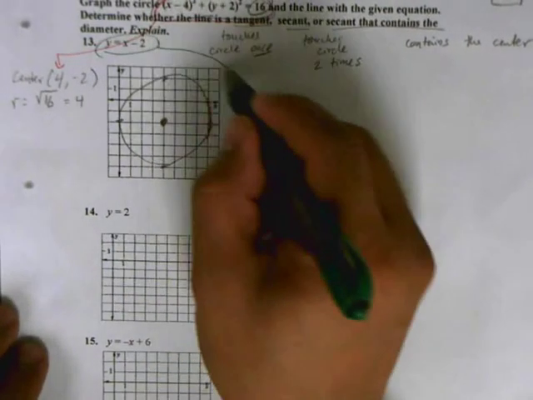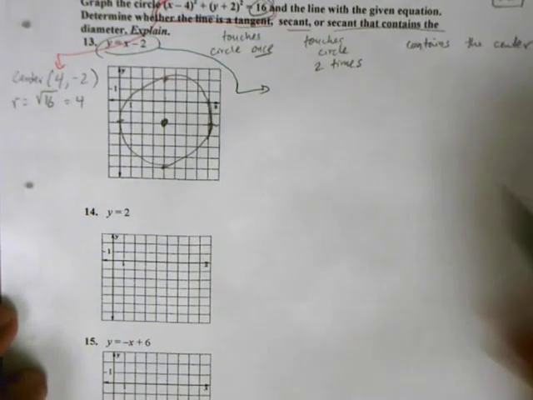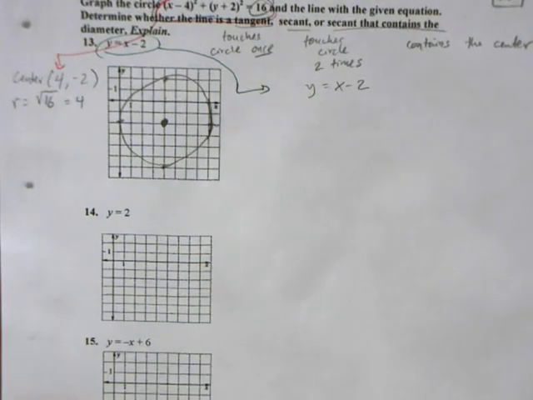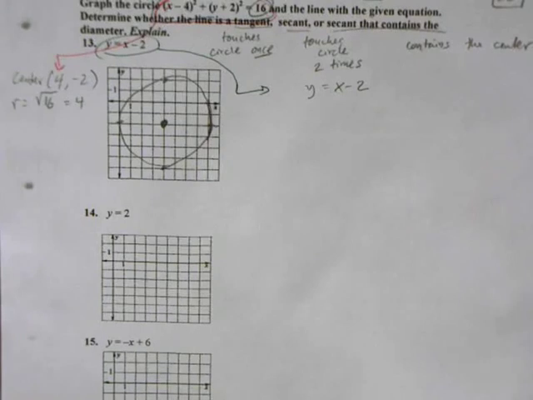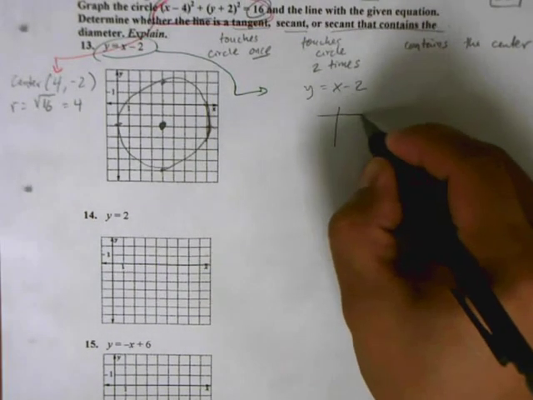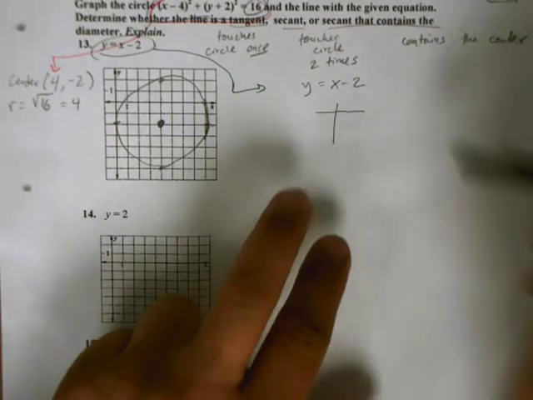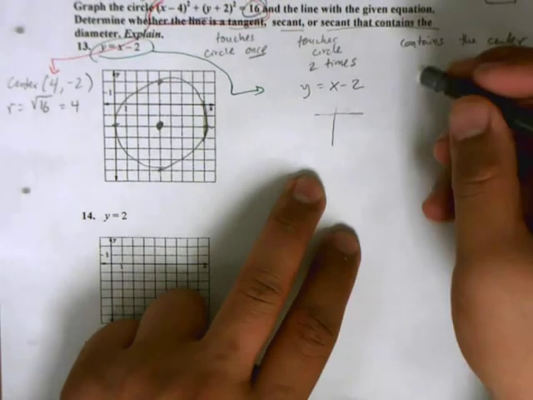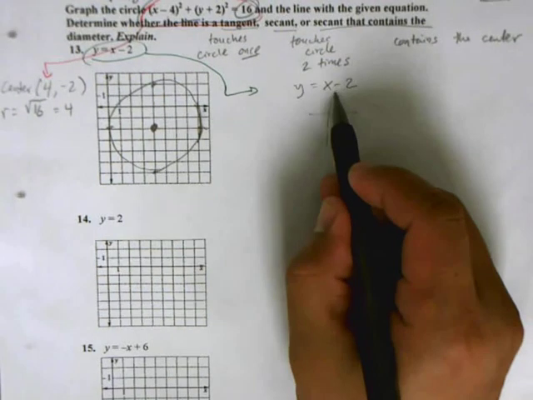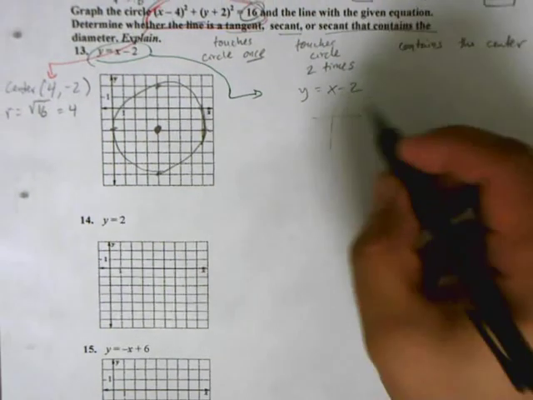Now I have this other line here. Let me circle this. I'll write this out: y equals x minus 2. What I'm basically going to do is just graph this line and see how many times it touches the circle. If you need some help with graphing this line, I'll review this too. We already know the y-intercept. The y-intercept is going to be -2.